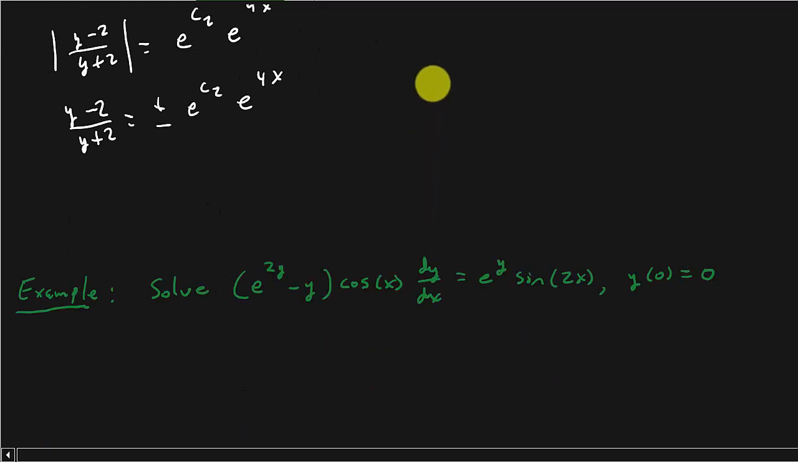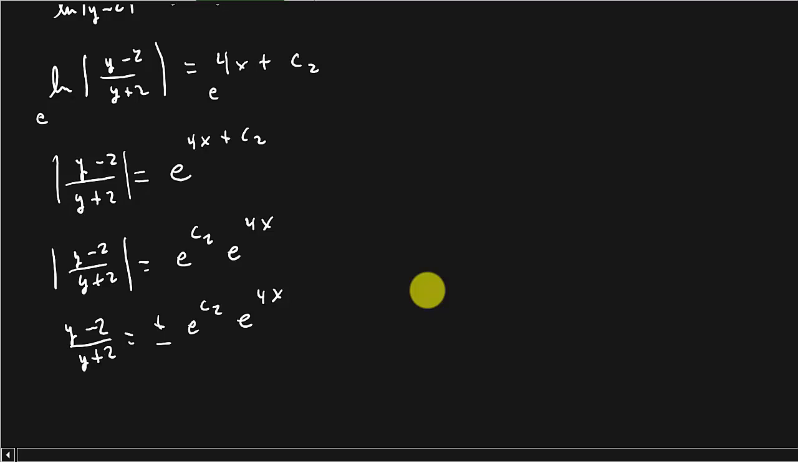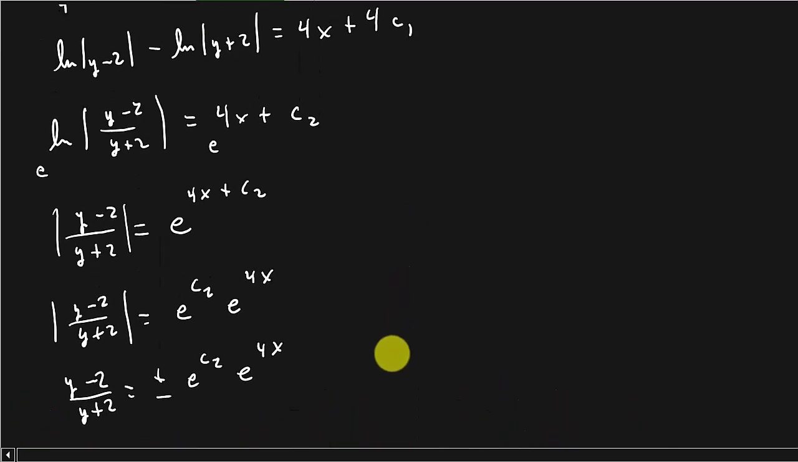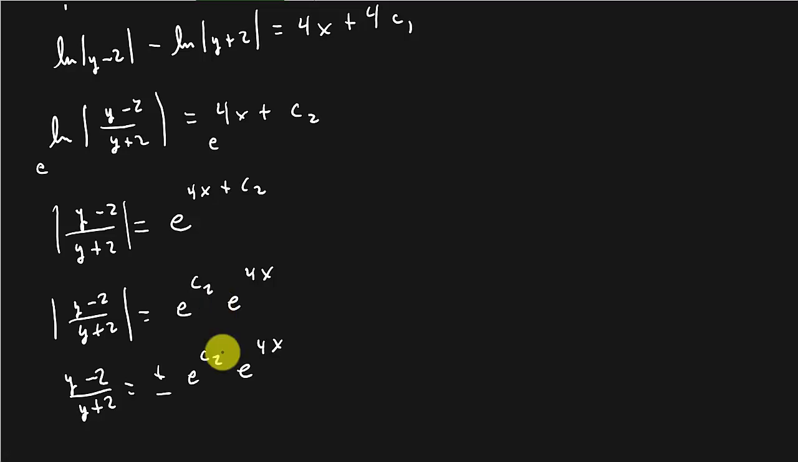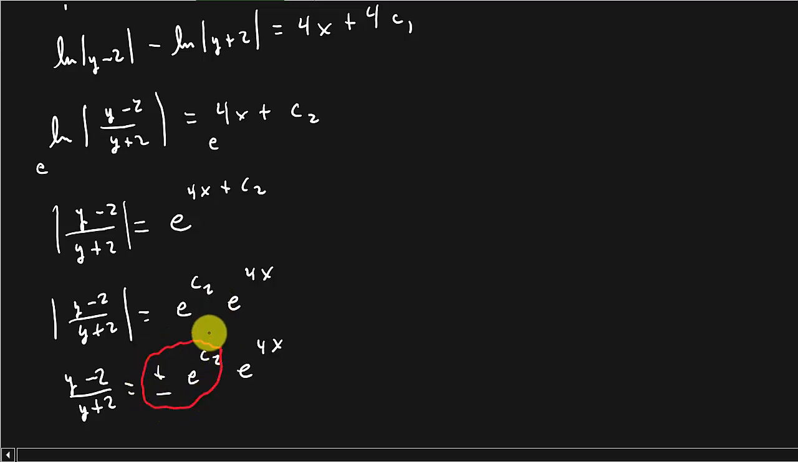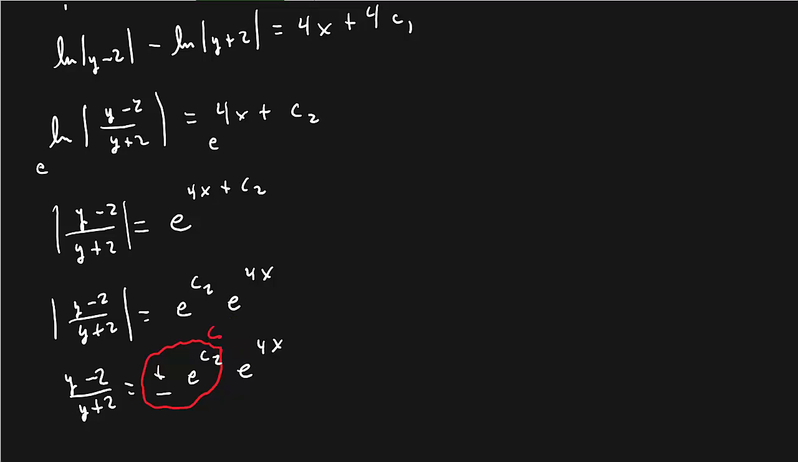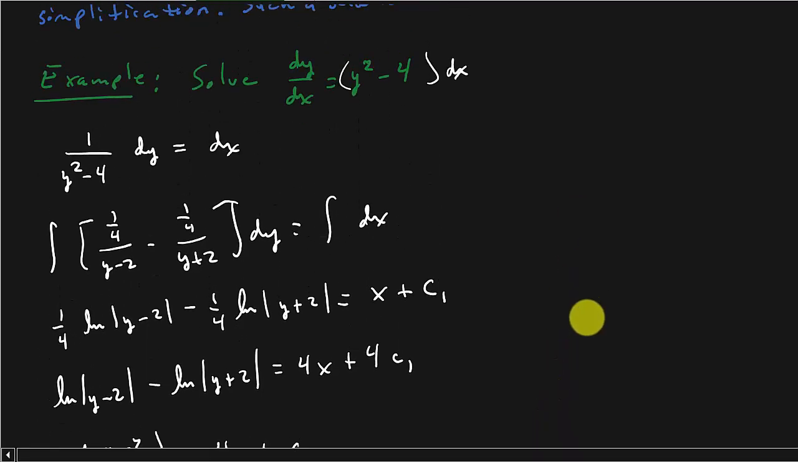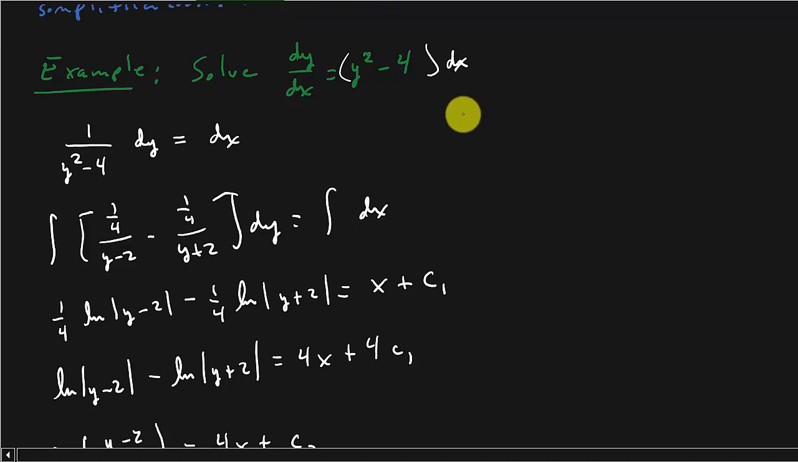All right. Oh, I'm about to run out of room here, aren't I? So what I'm going to do now is just rewrite this up top. Yeah, let's rewrite it up top. And what I'm going to do here is replace this constant with a c. So rewriting that up here, I've got y minus 2 over y plus 2 is equal to ce to the 4x. Okay, all right, now let's solve this thing for y.